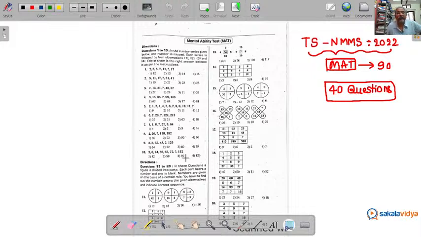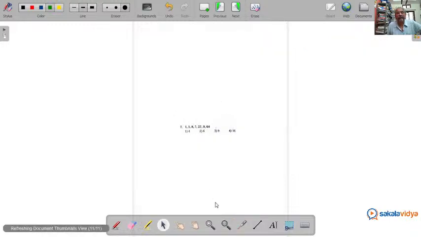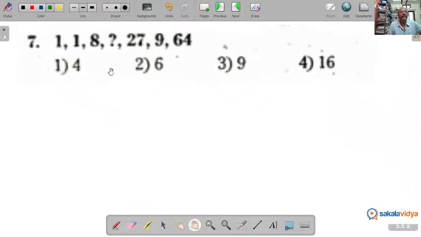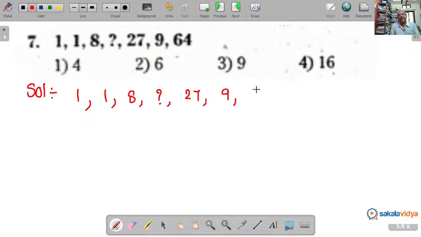Seventh question. Let us try to complete the seventh one. Right. So this is the seventh question. See the question once again, all of you observe. 1, 1, 8 and question mark and 27, 9, 64. Okay. It's very simple. 64 is actually a cube, am I correct? 64 is a cube, cube of 4.